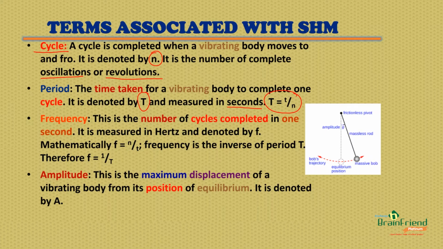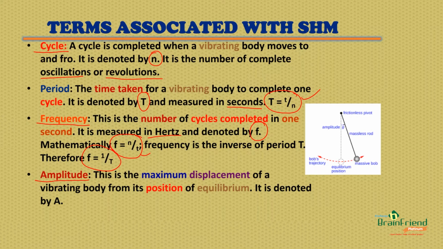Next, we have frequency. Frequency is the number of cycles a body performing simple harmonic motion completes in 1 second. It is measured in hertz and denoted by the symbol F. Mathematically, frequency F is equal to n over t, where n is the number of cycles and t is the time taken to complete the n number of cycles. If we consider the mathematical representation of frequency and that of period, we will find out that frequency is the inverse of period T. Therefore, frequency can be written as F equal to 1 over T.